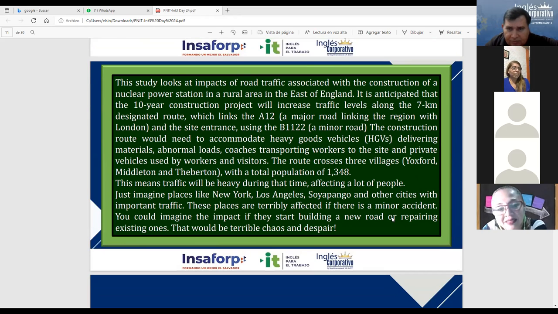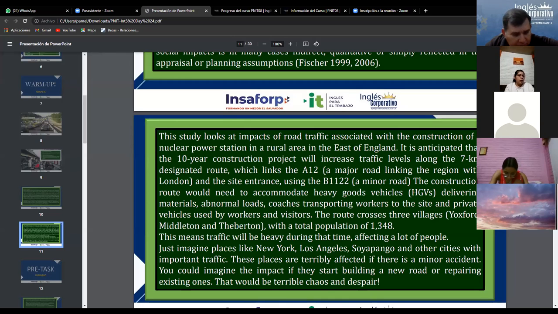This study looks at three villages, Joxford, Middleton, and Silverton, with a total population of 1,048. This means traffic will be heavy during that time, affecting a lot of people. Just imagine places like New York, Los Angeles, Soyapango, and other cities with important traffic. These places are terribly affected if there is a major accident. You could imagine the impact if they start building a new road or repairing existing ones. That would be terrible chaos and despair.